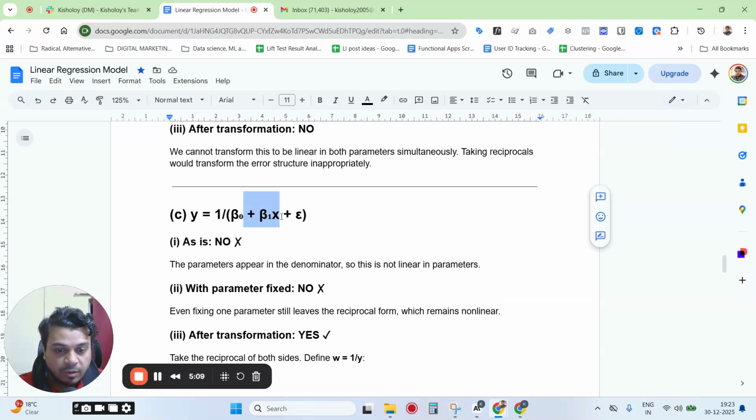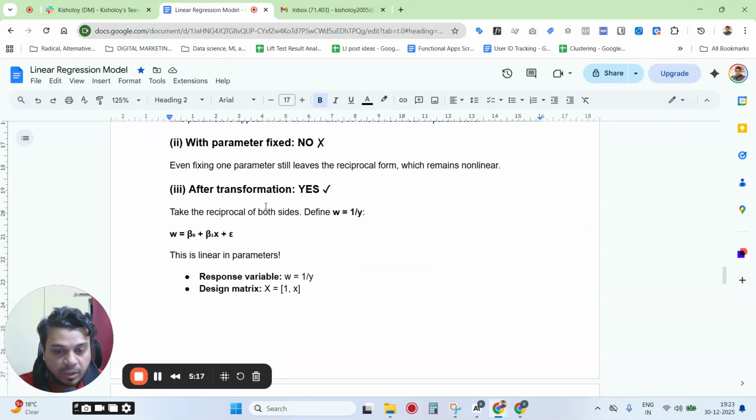You can actually check, if you try to do that, you can just do it manually. If you try to fix one of these things, there's still going to be another parameter that remains in the denominator, and therefore what you have to do is take the reciprocal, where you take w is 1 by y, and then this becomes linear in parameters with the w version of it, and therefore the response variable simply becomes 1 by y.